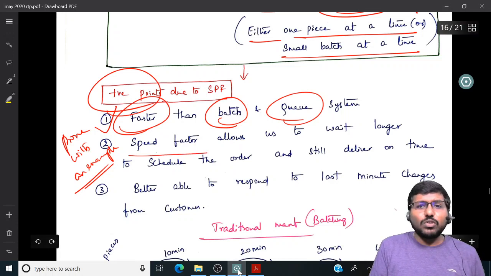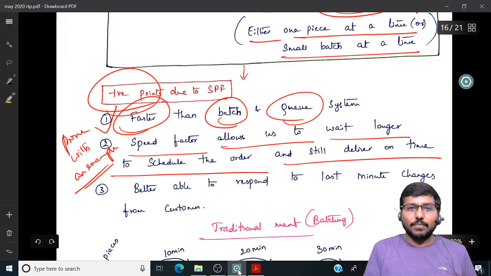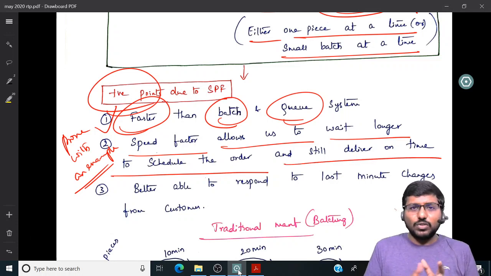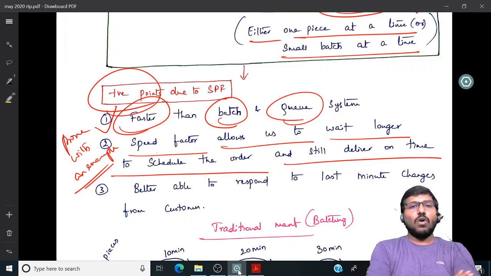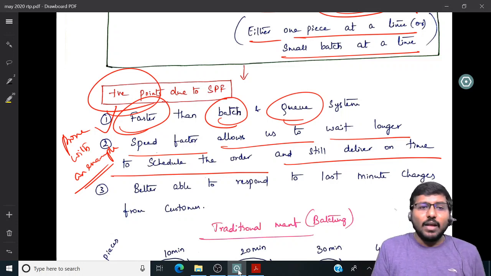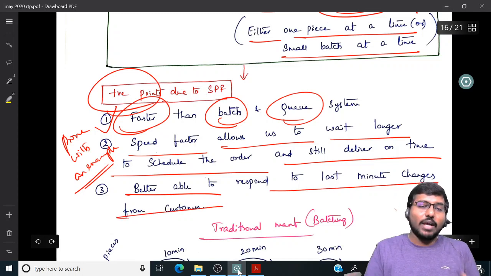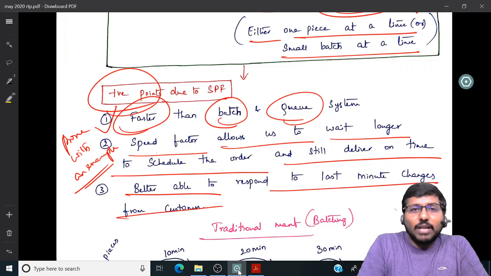So the speed factor also allows us to wait longer to schedule the order and still deliver it on time. Because of this single piece flow system, you can manufacture the units faster, so that gives us the flexibility to wait longer even though we have received the order, so that we can schedule the order at a later point of time and still deliver it within the time which we have committed to the customer. And also it helps us to better respond to last minute changes from the customer. Why? Because you just manufacture one unit at a time.